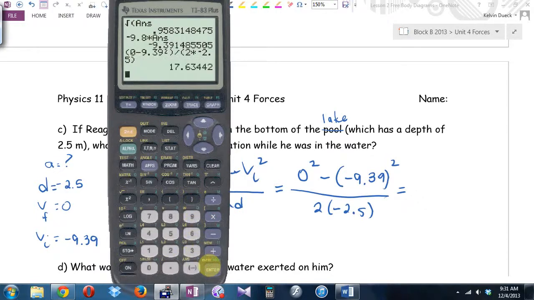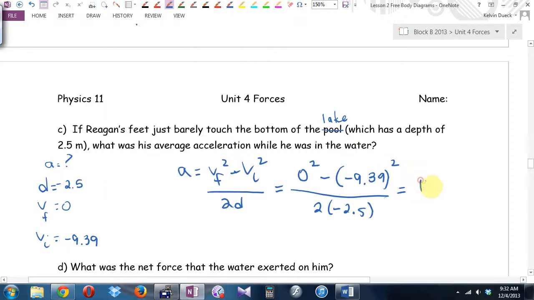What's the acceleration? 17.6, let's say. What direction? Positive means what? Up, of course, because you're slowing down. You were going down, but you're slowing down, so that must mean you're accelerating upwards. That's what the water does, and it gives you somewhere between 1 and 2 Gs.